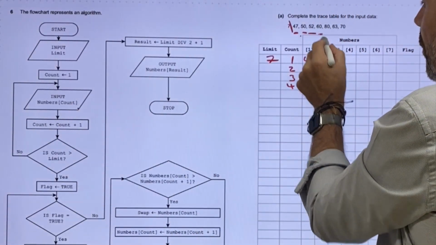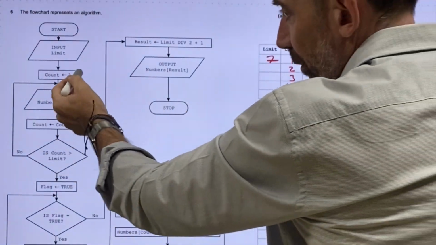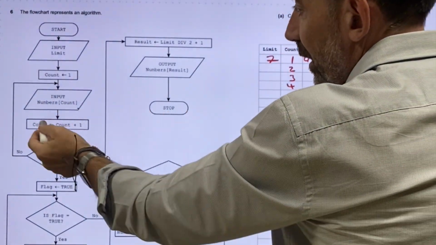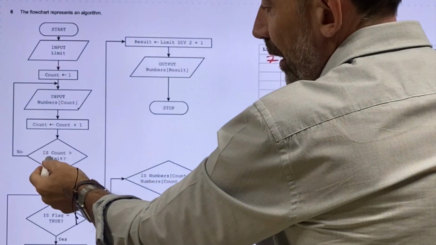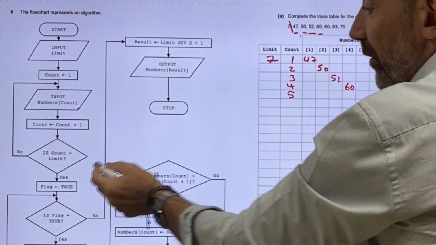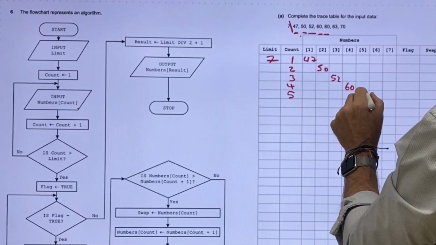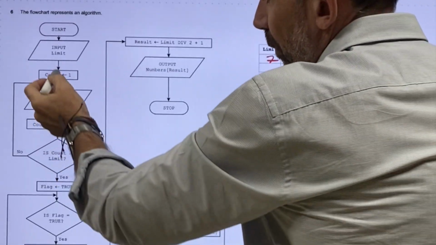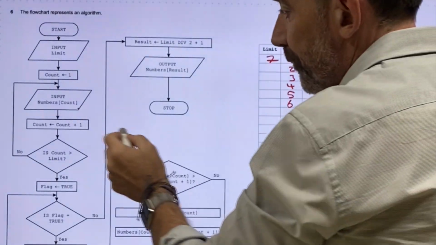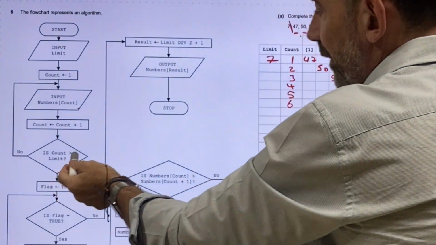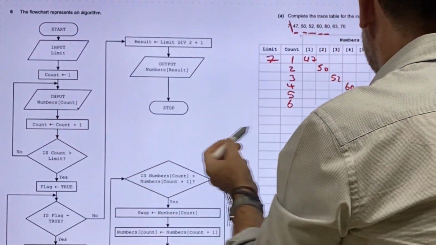So let's go back round. Number 4 would be 60. Still it's not bigger, but let's do it properly. Input the number 60. Count is count plus 1, so we're on to count number 5. Is count greater than limit? No, it's not. So let's go back and input number 80. Count equals count plus 1, 6. Is count greater than limit? No, it's not. So back round, input number.